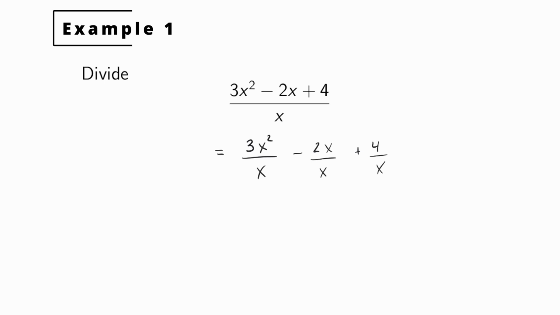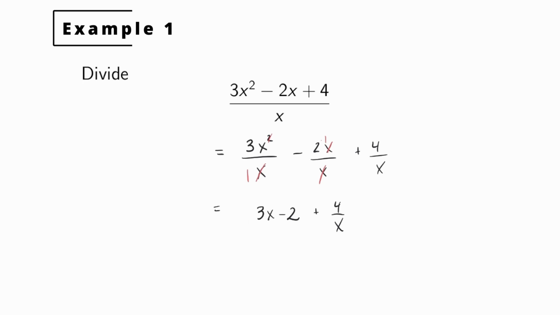So we have a common factor of x here. So this is x to the first, so it becomes a 1. Okay, we can cancel out this x here, which gives us 2 times 1. And then the last term, we cannot do anything. So this ends up being 3x minus 2 plus 4 over x.